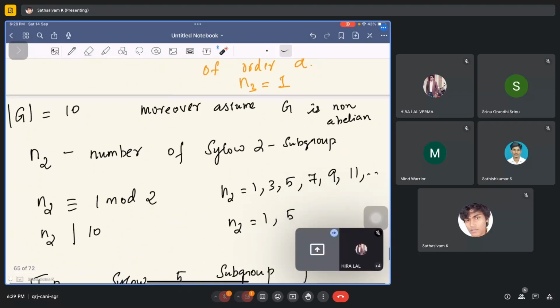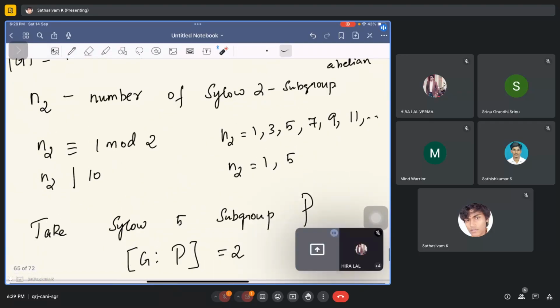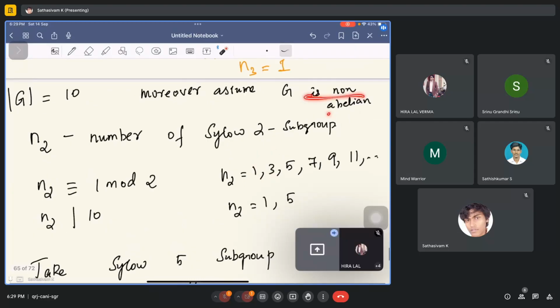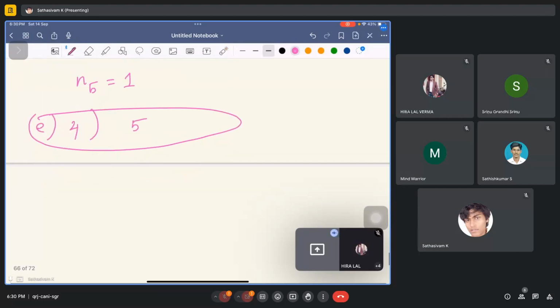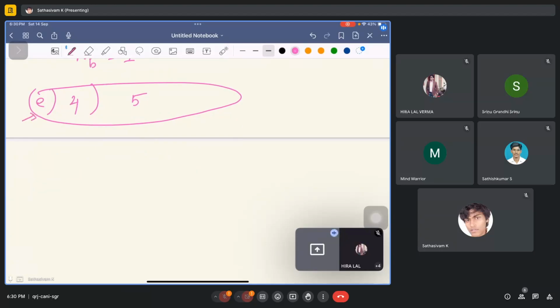So this is not correct because you are assuming that the group is not abelian. So the other one has to be the correct one: there are 5 Sylow 2 subgroups and each has one element of order 2. So this is how your group is. This is the identity, there are 4 elements of order 5, and there are 5 elements of order 2.